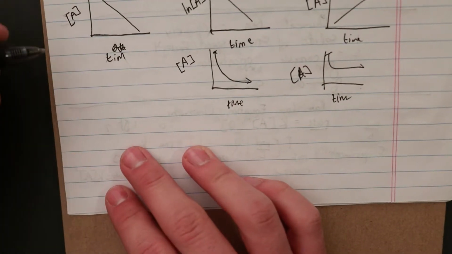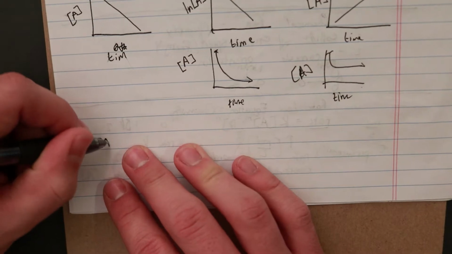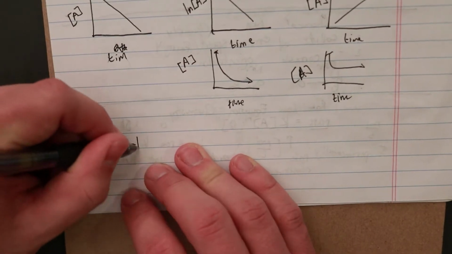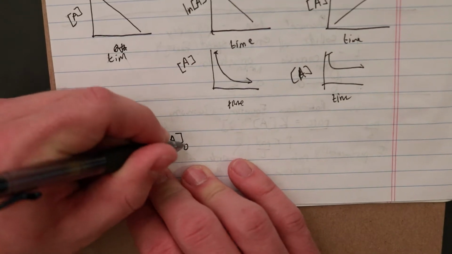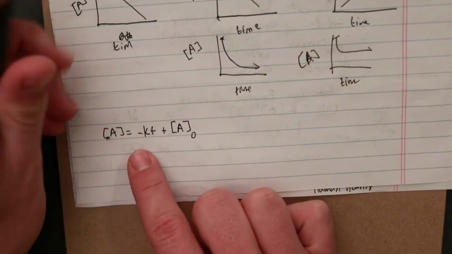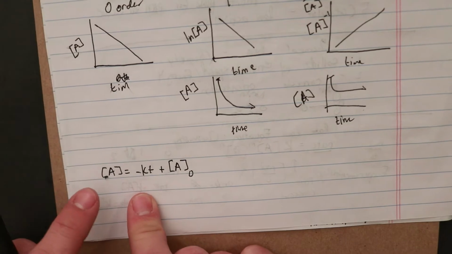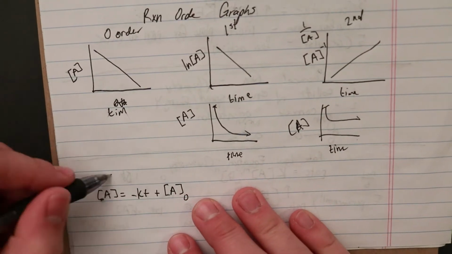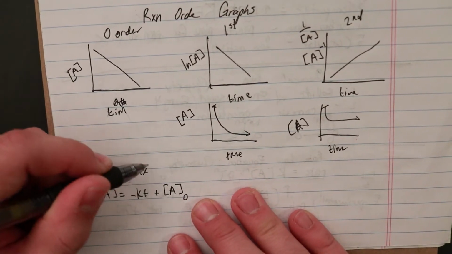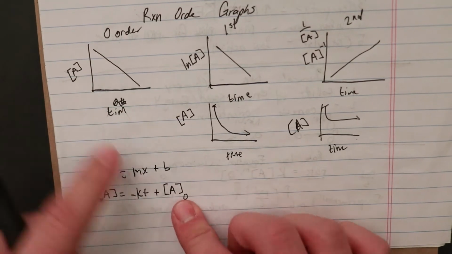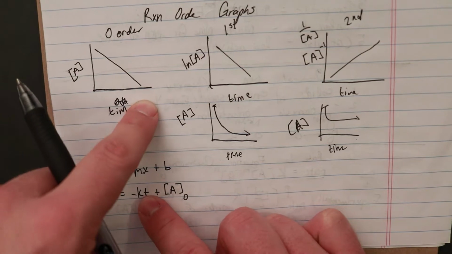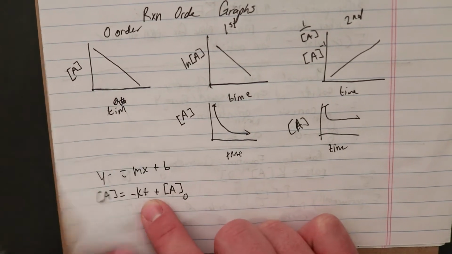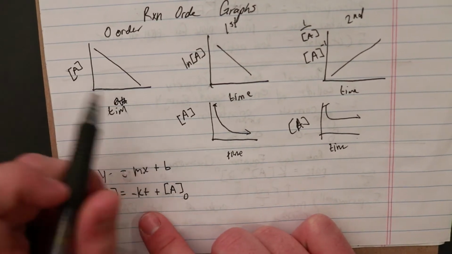For the zero order, it's just going to be the concentration of A equals the negative kT plus the concentration of A initially. And this kT has to be negative because this is basically y equals mx plus b, y equals mx plus b. So our slope-intercept here of the y is up here. We have a negative slope of k, and then as time increases, that's our x, and we get our concentration.